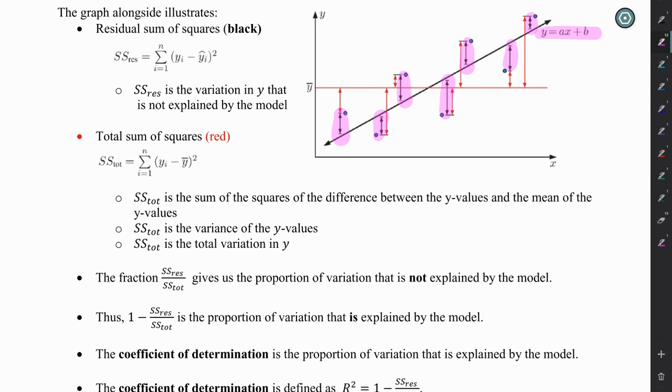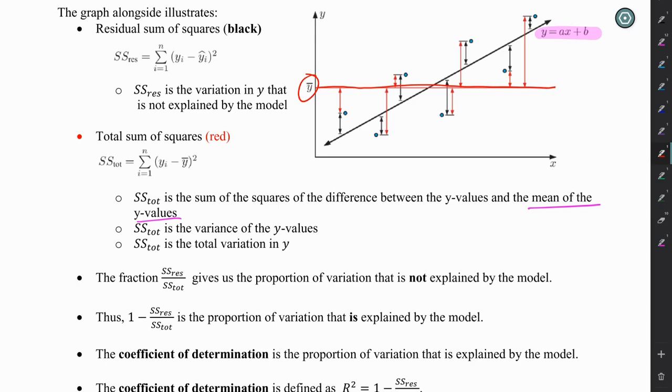Now, the next piece is called the total sum of squares. The total sum of squares is the difference between the y values and the mean of the y values. So instead of talking about the y values from the model, now we're talking about the mean. If we took all of those y values, added them up, and divided by the number of values, that would be the mean, and that's shown here in this red line. It's a constant because that mean value isn't going to change. It's not a model, it's just one value.